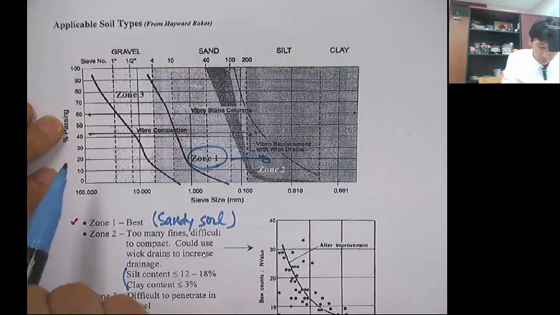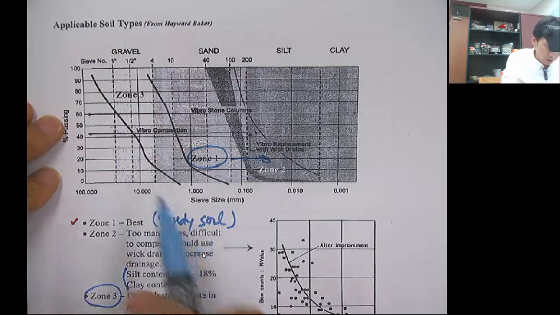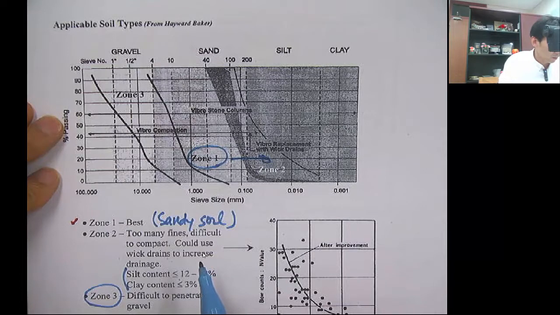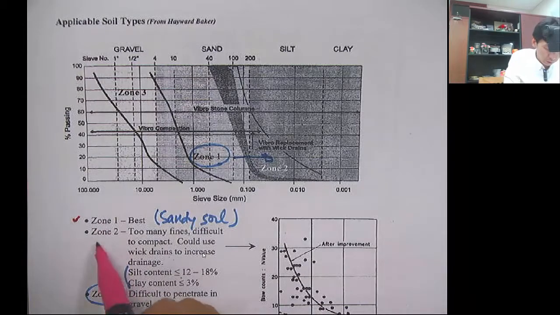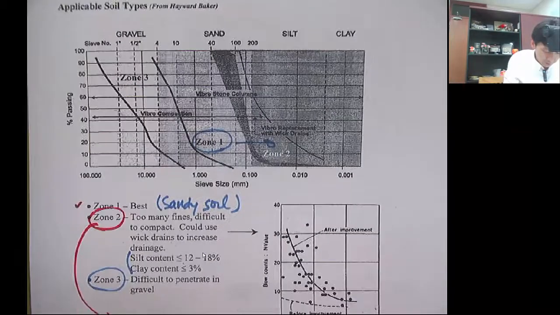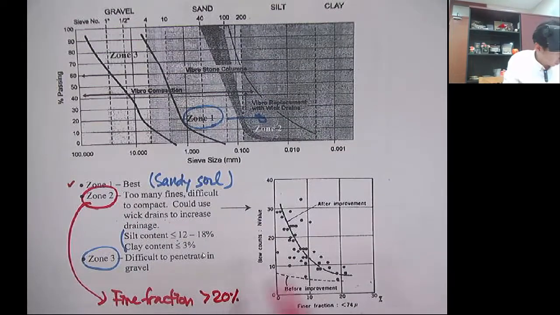And when the particle size is too large in zone 3, like a gravel soil, it's difficult to penetrate with this vibrating unit or the probe, so it's very difficult to use it in gravelly soil. And especially in zone 2, if the fine fraction is larger than 20%, then it's not very effective.